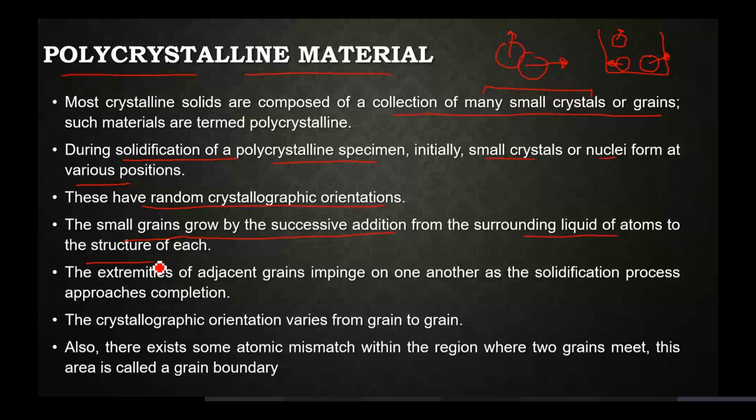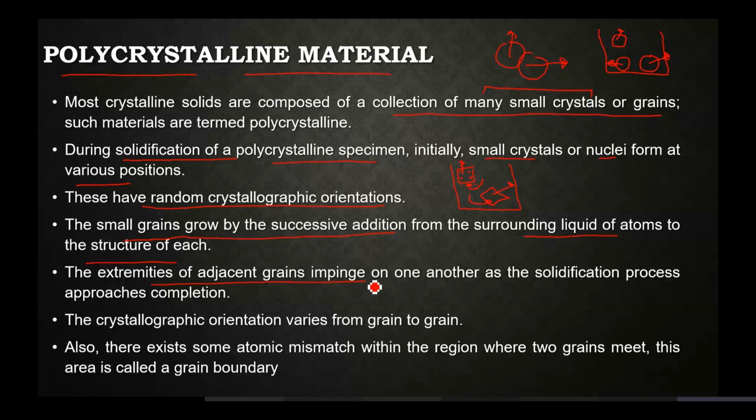So that means that if a few atoms are growing in this orientation, there would be atoms coming in from the liquid and joining in this orientation. Similarly, if atoms are growing in this orientation, there would be atoms coming from the liquid and joining in this orientation. So they'll grow upon the liquid by consuming the liquid and converting it into solid. The extremities of adjacent grains impinge on one another as the solidification process approaches completion.